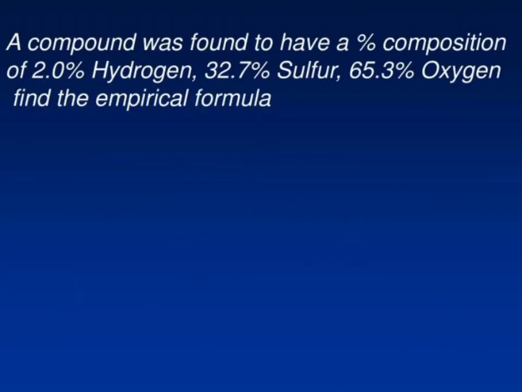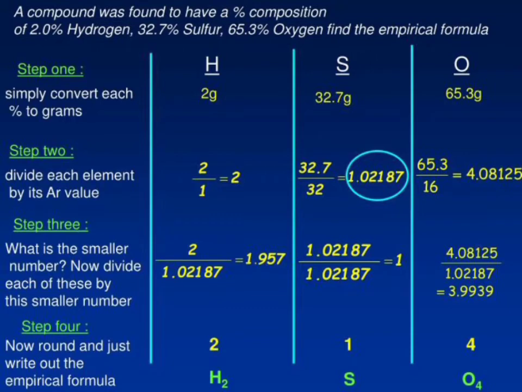Third question: a compound was found to have a composition of 2% for hydrogen, 32.7% for sulfur and 65.3% for oxygen. Find its empirical formula. The first step is to convert the percentage to grams. In the second step, we should divide each of the elements by its standard atomic mass.